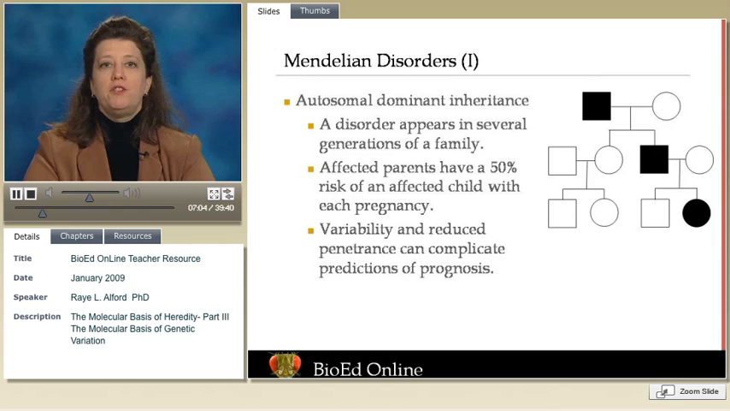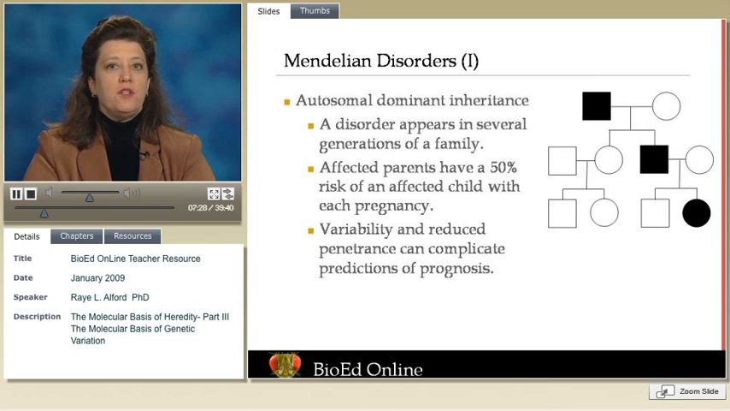Humans typically carry 2 copies of each autosomal chromosome, that is, chromosomes 1 through 22, and thereby 2 copies of each gene on those autosomal chromosomes. Most individuals affected by autosomal dominant disorders carry 1 affected and 1 normal copy of the gene associated with the disorder. These individuals are said to be heterozygous for the disease gene.